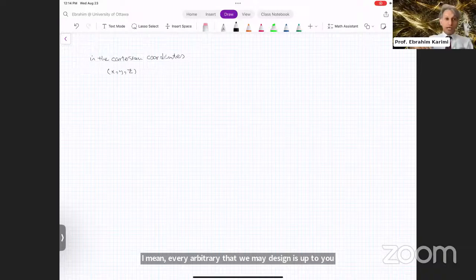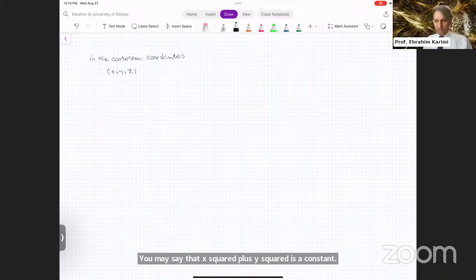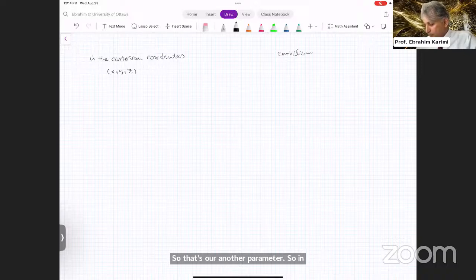You may choose x squared minus y squared equal to a constant, xy equal to another constant, and z fixed, as one coordinate system. You may say that x squared plus y squared is a constant, or one of the parameters, arctan of y divided by x is another one, and then you choose z to be a constant, so that's another parameter. So in curvilinear coordinates, as we discussed, you have new parameters q1, q2, and q3.